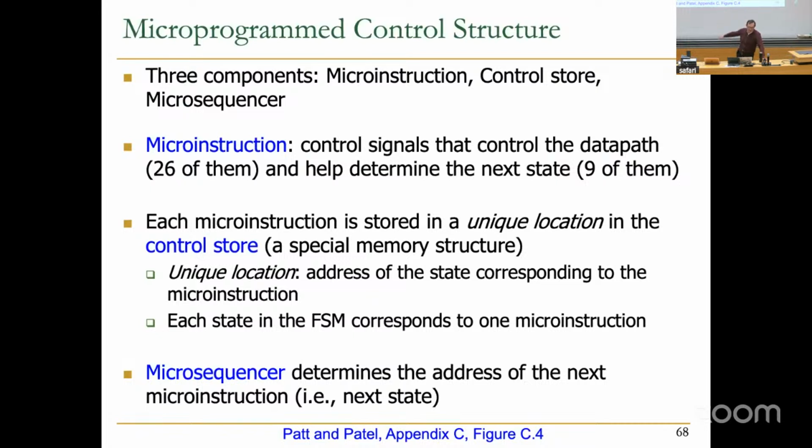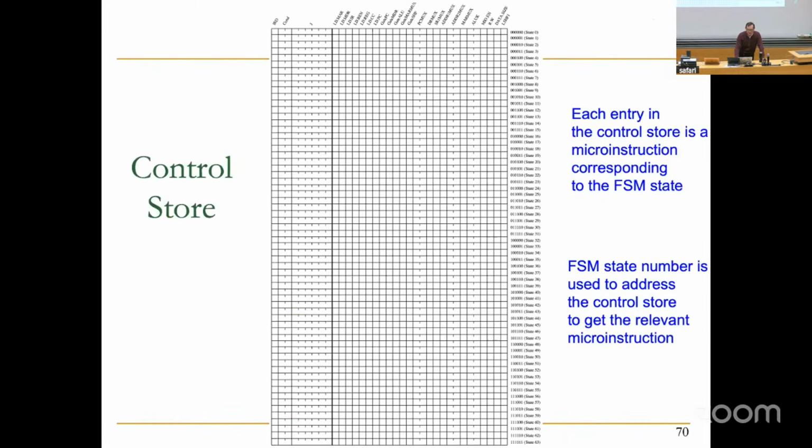I will not cover this particular slide. You can find it in Appendix C. But you will see that there is a control store. This is actually the program. This is how you program the control signals of a machine. Each entry in the control store is a micro-instruction corresponding to a finite state machine state. And you use the address of the state, or address of the micro-instruction, to get the relevant micro-instruction.